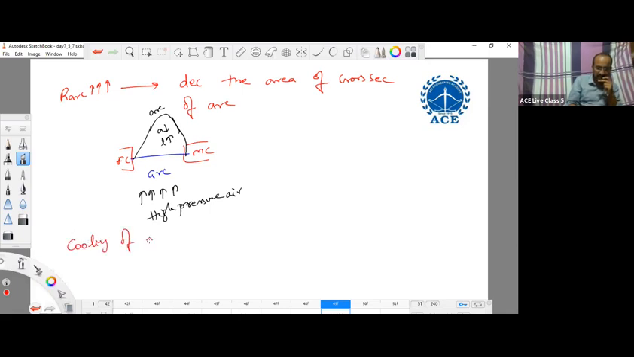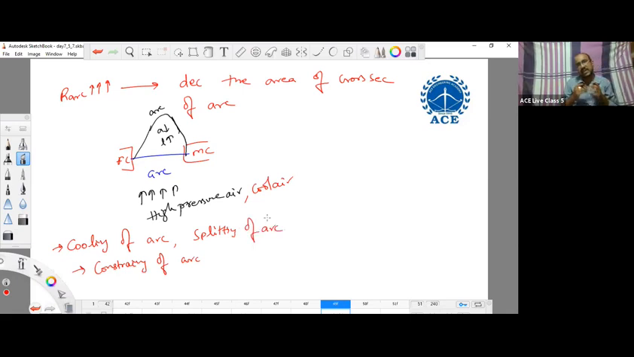Cooling of the arc. If you apply high pressure cooled air, it will increase the heat dissipation capability. Cooling of the arc, constraining of the arc, splitting of the arc. By applying all this, we can increase the resistance of the arc.